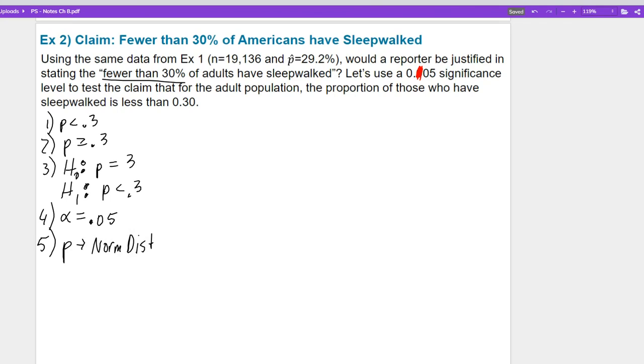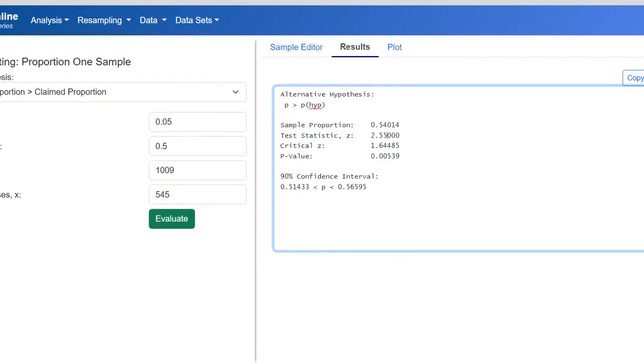Okay, so step 6, we want to find that test statistic. And you've got several different ways of doing it. I gave you a formula, z equals p hat minus p over the square root of pq over n. You can do it that way, or you can use your technology. I'm going to use StatDisk, I think.